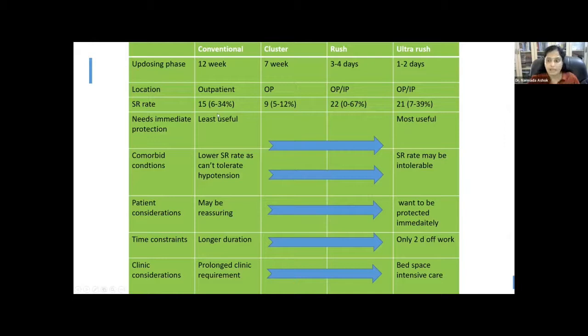The systemic reactions are less, and we give it when they have time to come to us and get the reaction, and they do not get themselves exposed during the sting season. The time constraints are the longer duration only, and the prolonged clinic requirement will not be just that they have to stay there till the reaction is over. Whereas in ultra rush, as the timing reduces, it is more about the intensive management in that clinic when we are going to give the immunotherapy.